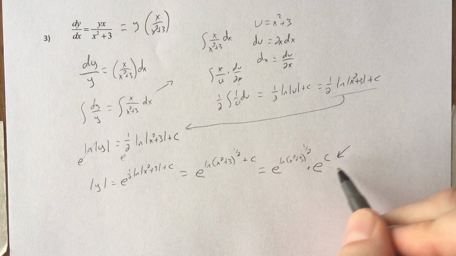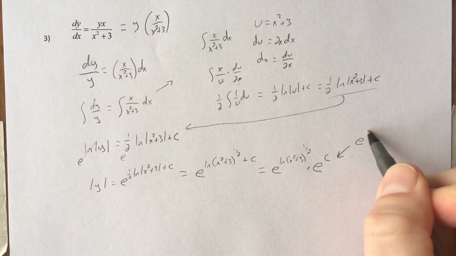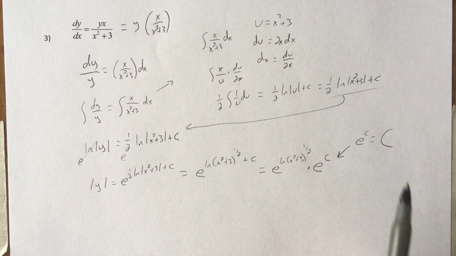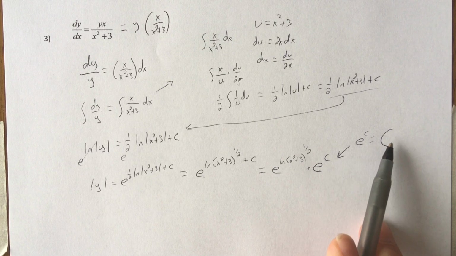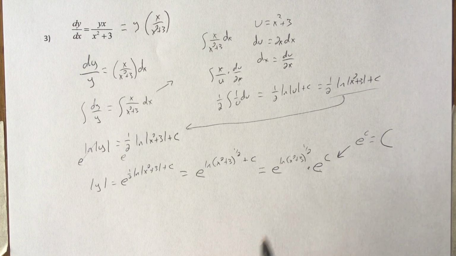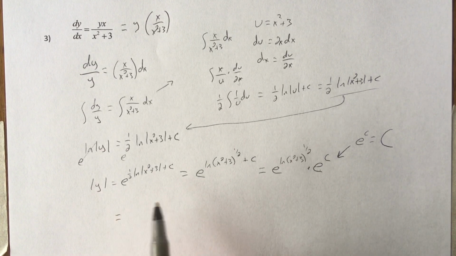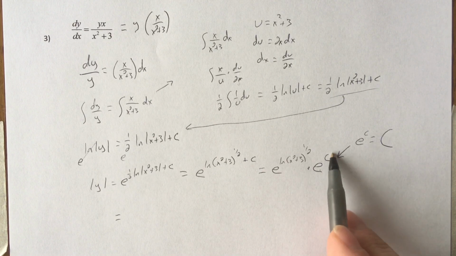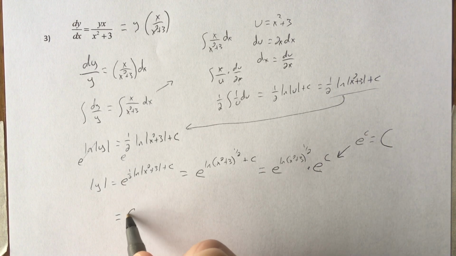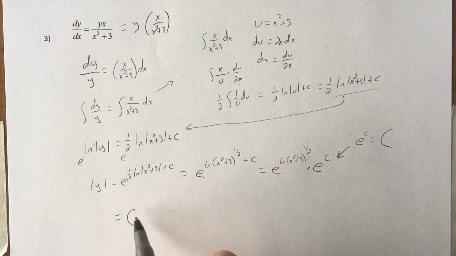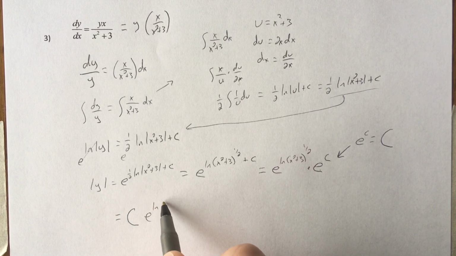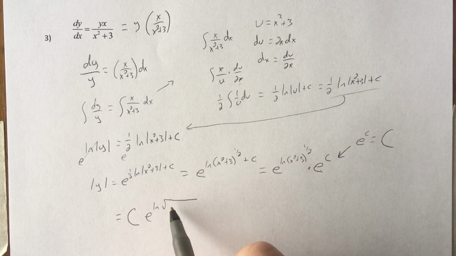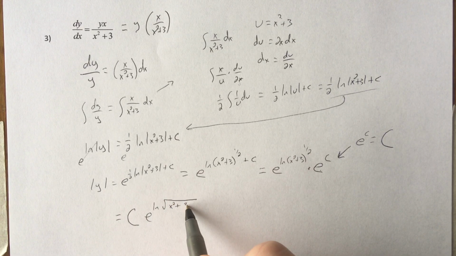This will be some constant. So they'll say that e to the little c equals big C, a big constant. It's still a constant, but now that constant is multiplying this part. So instead of e to this complicated looking thing, they'll have this constant times e to the natural log of (x squared plus 3) to the 1/2, which really is the square root of x squared plus 3.